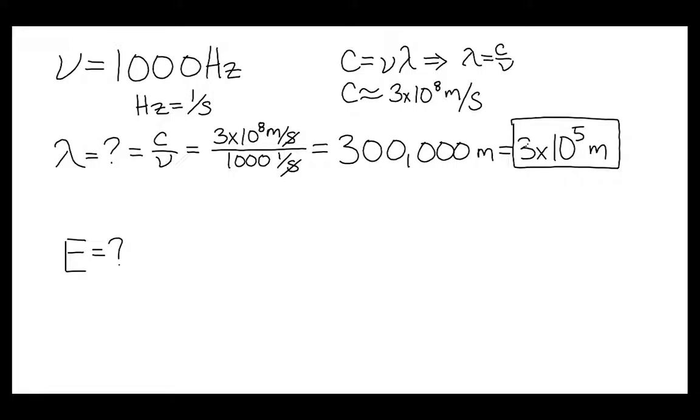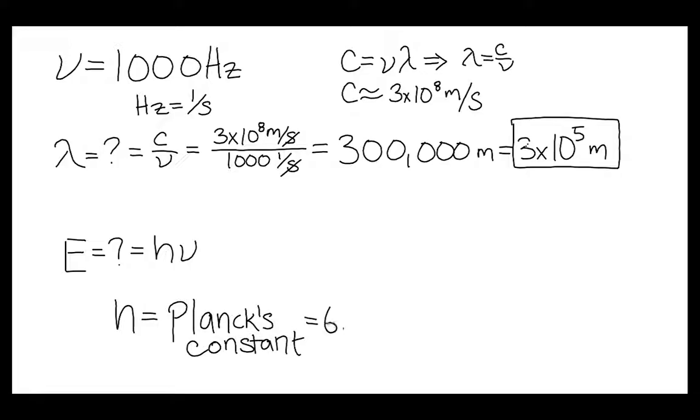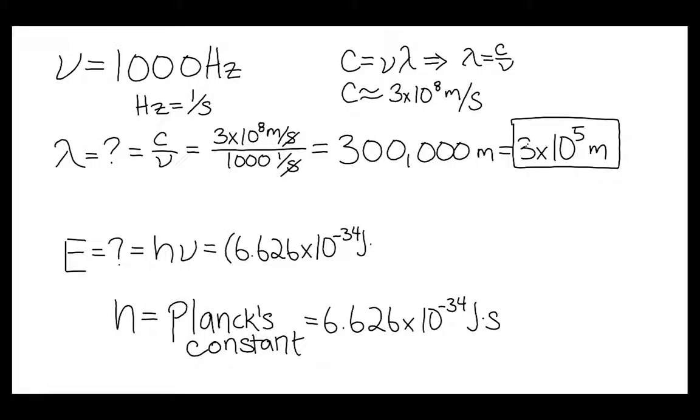The equation to calculate energy is E equals h nu, where h is Planck's constant, which is equal to 6.626 × 10⁻34 joules seconds. So we can plug those values in, and so what we'll have is 6.626 × 10⁻34 joules seconds times 1000 hertz, or 1/seconds. So we can see the seconds cancel out, and what our final answer is 6.626 × 10⁻31 joules.